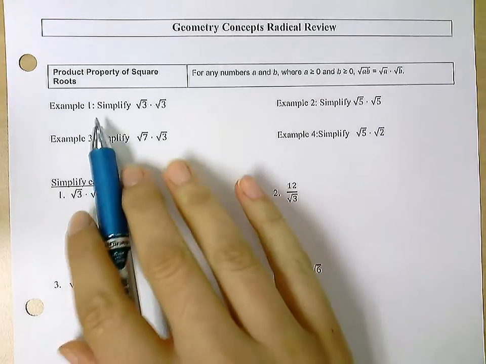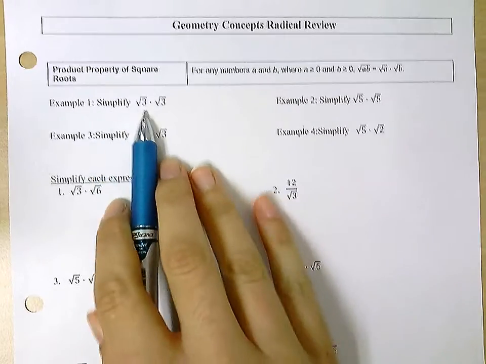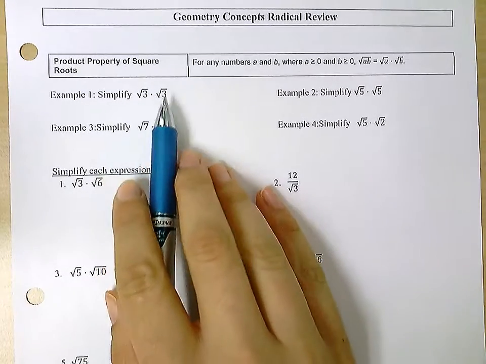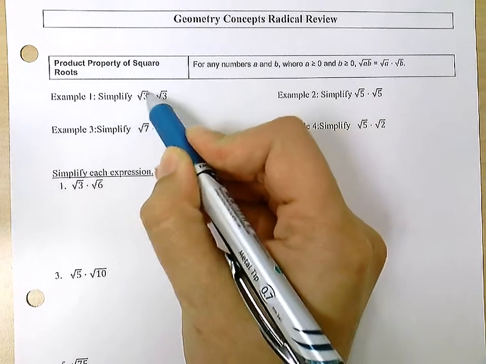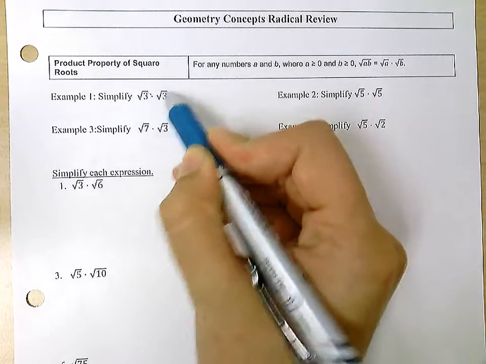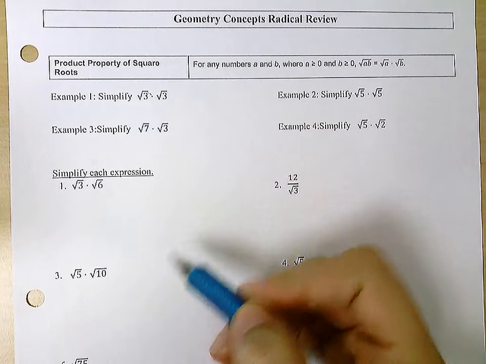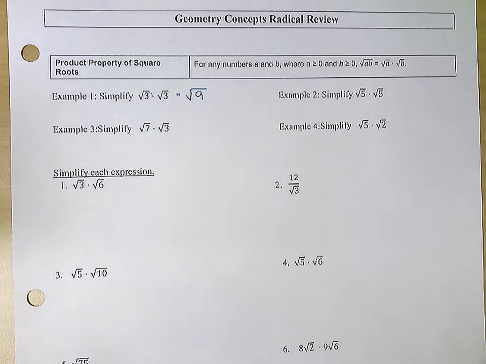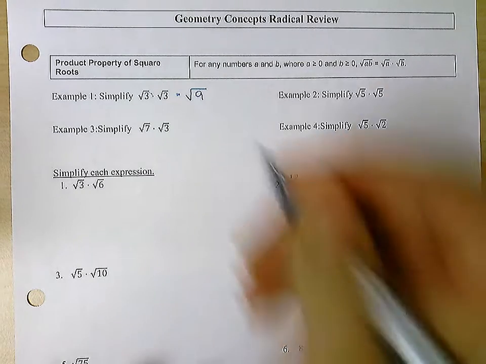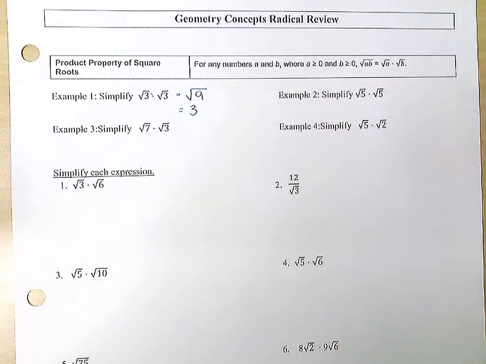Okay, so example 1 here, we want to simplify the square root of 3 times the square root of 3. So all I have to do is multiply my radicand, which is that inside number. Okay, so 3 times 3 is 9, and I keep it under that radical symbol. But now I can take the square root of 9, can't I? Yes. It should equal 3.